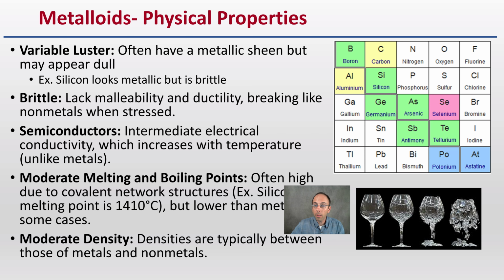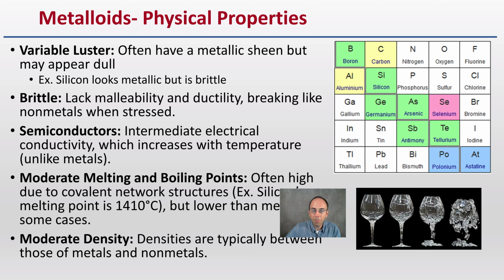Now our metalloids, as I said, are kind of in this little stair step, bordering our metals and our nonmetals. They often have variable luster. They can have some metallic sheen, but may also appear dull. They can be brittle, lacking malleability and ductility, breaking like nonmetals when under a stress load. They typically are semiconductors, which have an intermediate electrical conductivity that increases with temperature, unlike metals.